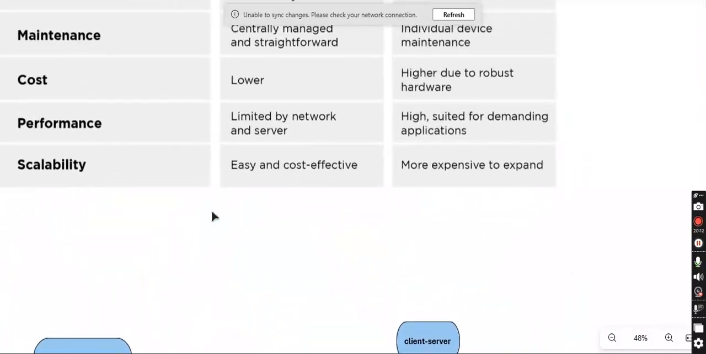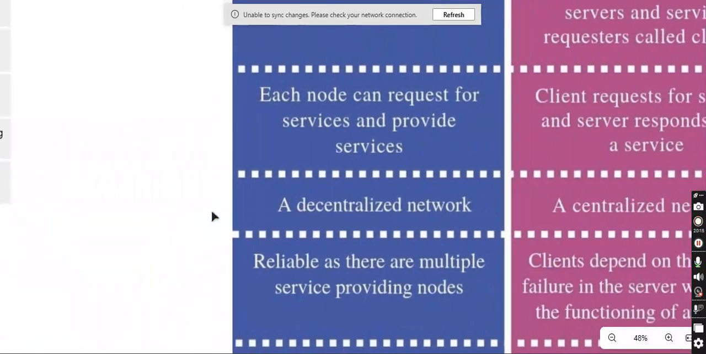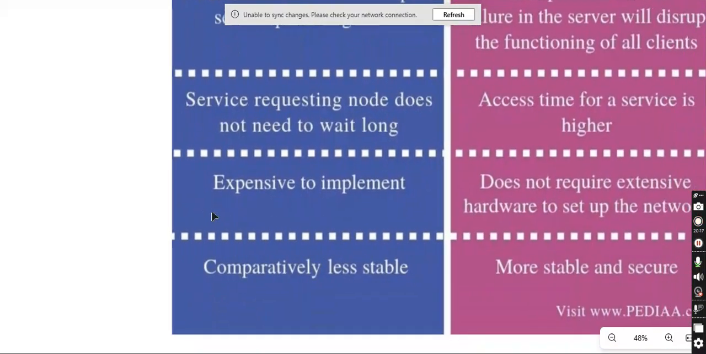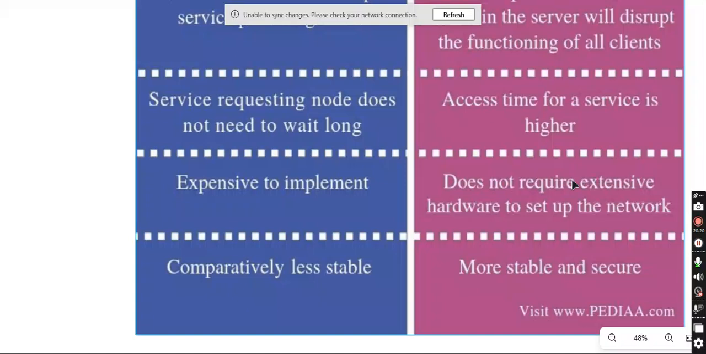So that's what they mean by expensive deployment. Client server does not require extensive hardware to set up; you just need a server in the middle, with the administrator already there, and you connect all of them together. Then peer-to-peer is comparatively less stable. Nobody is controlling or administrating the network. If there is a fault and the network falls down, it fails, because no dedicated team is there to manage the system.